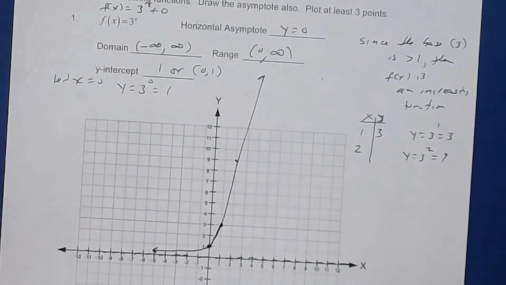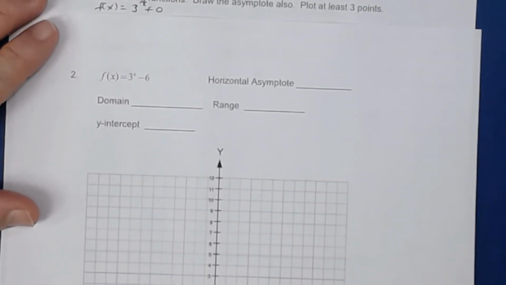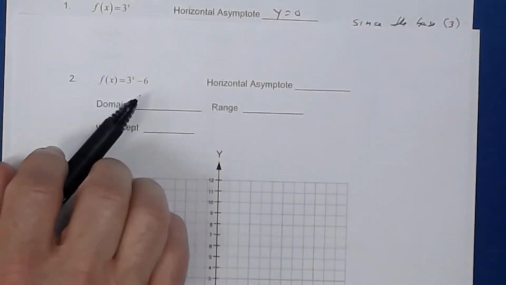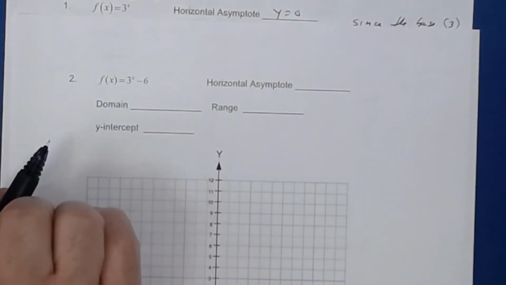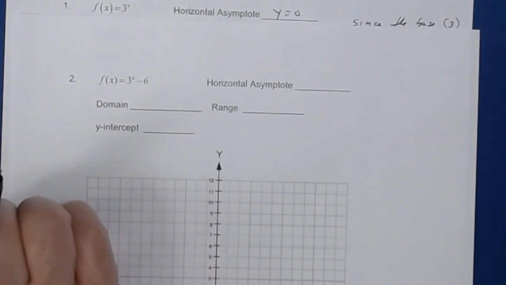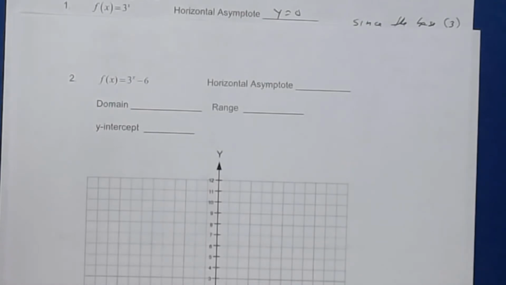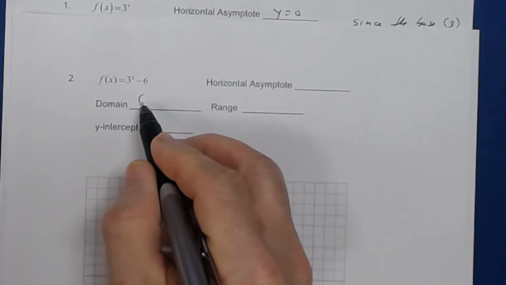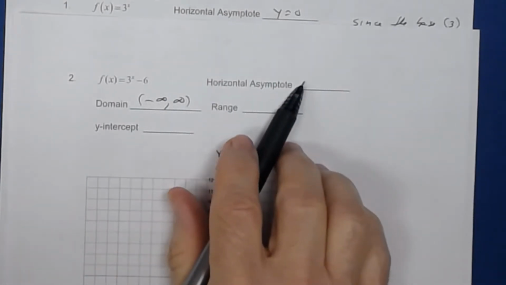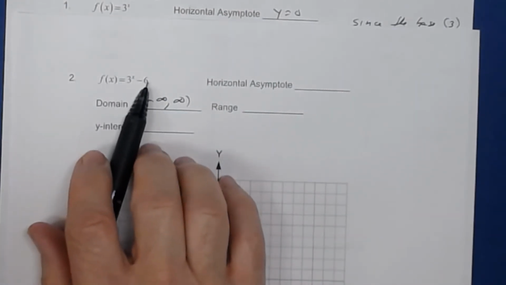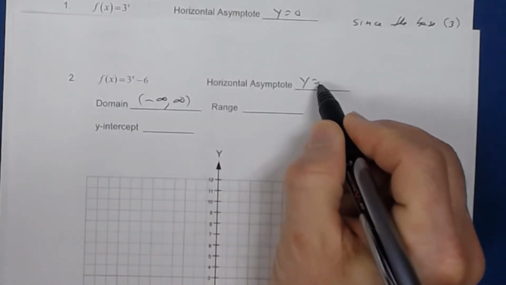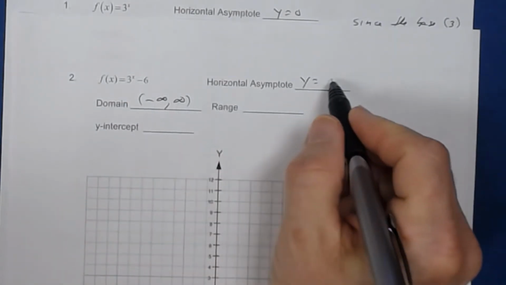Okay, and then number 2. So the difference between 1 and 2 is, you see this is 3 to the x and this is 3 to the x minus 6. All right? So again, you know right away what the domain is. What's the domain of all exponential functions? The domain of all exponential functions is all real numbers. I'm going to say negative infinity to infinity. Okay? And I know the horizontal asymptote. The horizontal asymptote is this constant right here. But remember, you have to say y equals. So that's y equals this constant, which is negative 6.